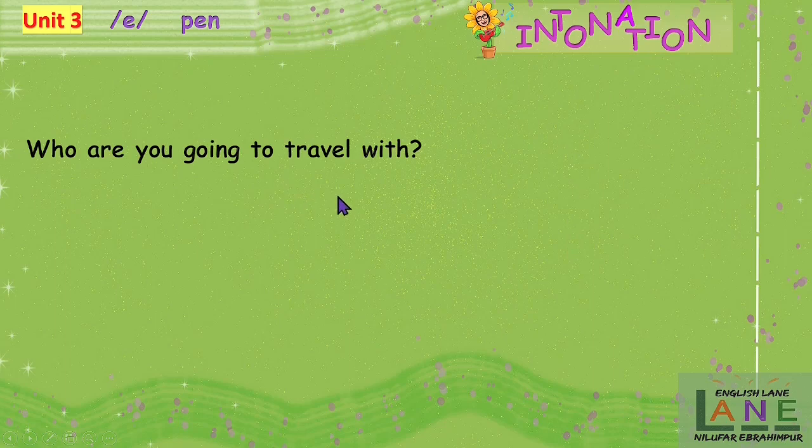What is the stressed syllable? Travel. Tra. Yes, that is right. So it's a WH question and we need falling intonation. So we need to start from here. Who are you going to travel with? Travel with. Who are you going to travel with? Your voice goes down from here. Down, down, down, and down.